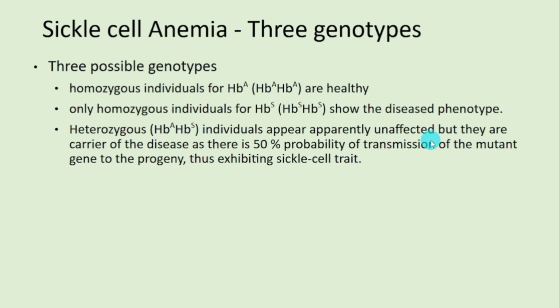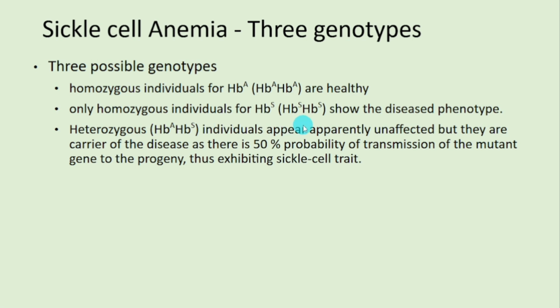So see, for hemoglobin, three different genotypes are possible. In a homozygous individual for HbA, this is the healthy condition. The healthy hemoglobin is denoted this way. The homozygous individual for HbS is denoted this way, and it shows the diseased phenotype. So this is the actual genotype of sickle cell disease.